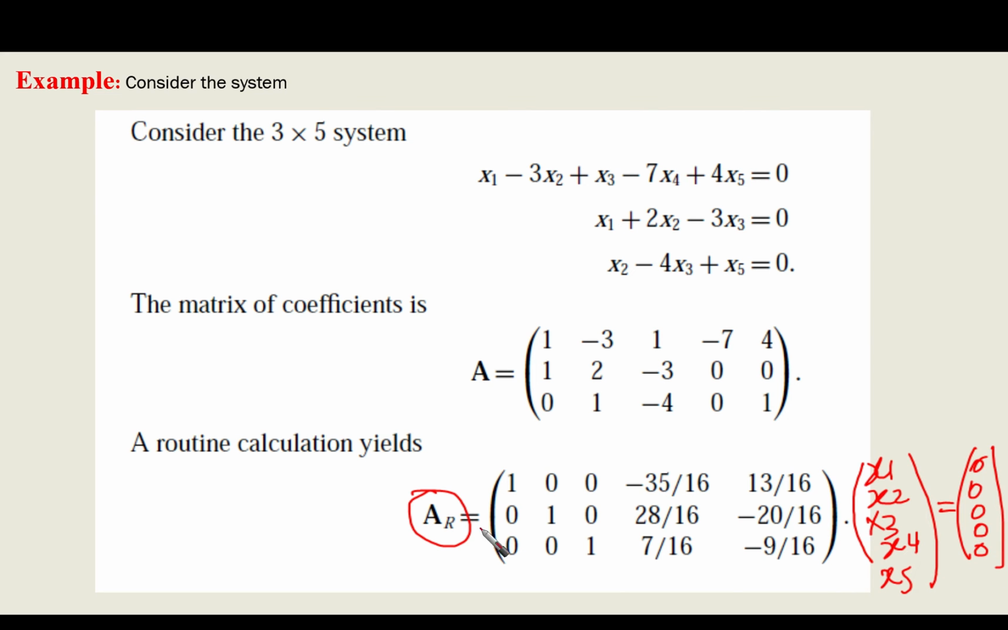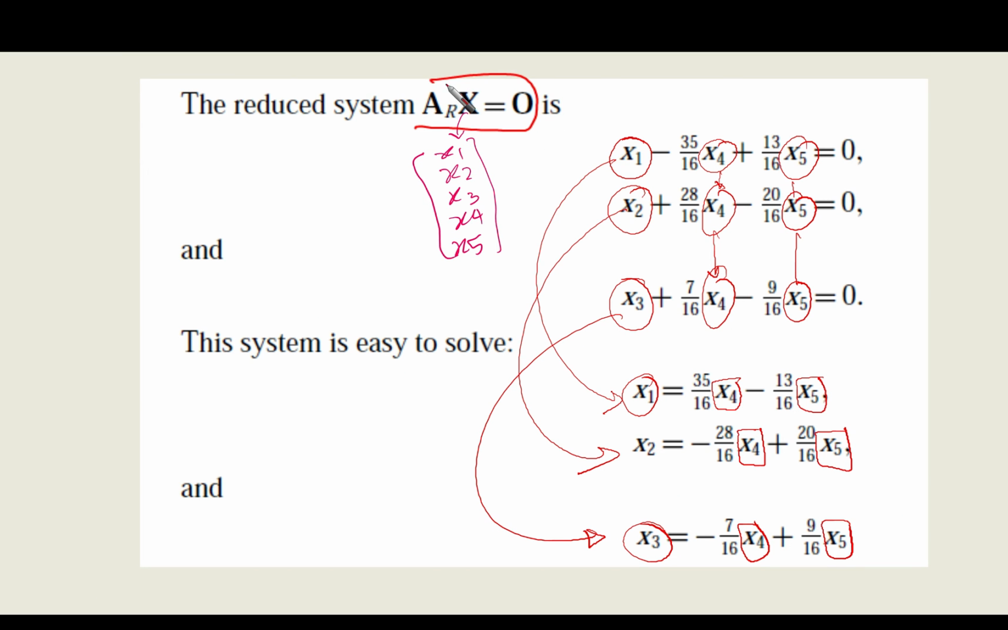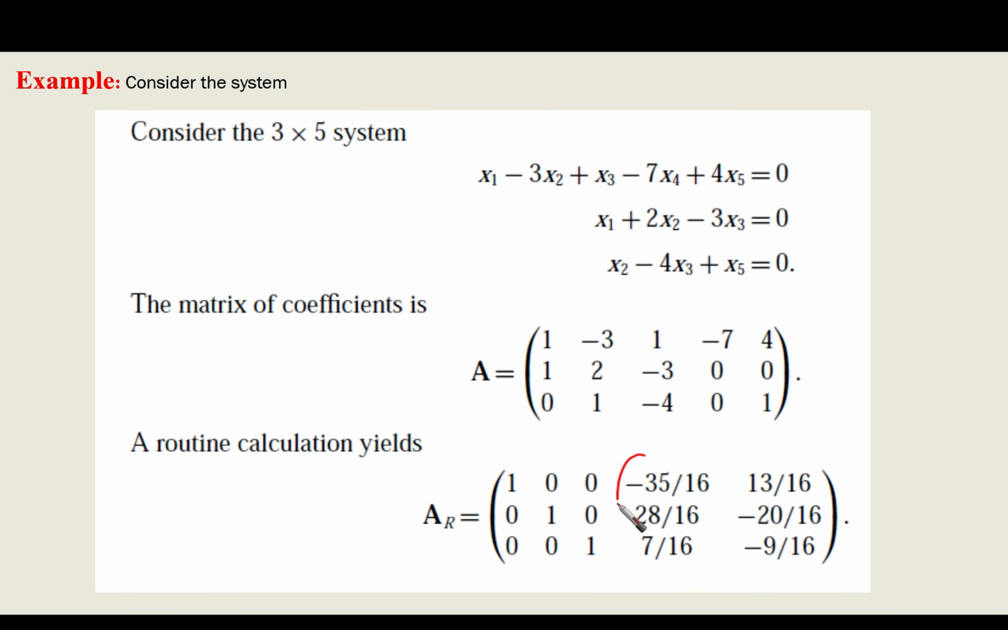So whenever we multiply, 1 times x1, plus 0 times x2, which is 0, plus 0 times x3, which is 0 also, plus minus 35 over 16 times x4, plus 13 over 16 times x5 equal to 0. This is how we read after the multiplication to obtain ARx equal to 0. So we're going to find that x1 minus 35 over 16 x4 plus 13 over 16 x5 equals 0. Similarly for x2, we are reading directly from these two columns.